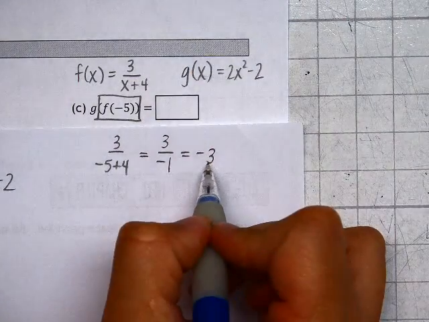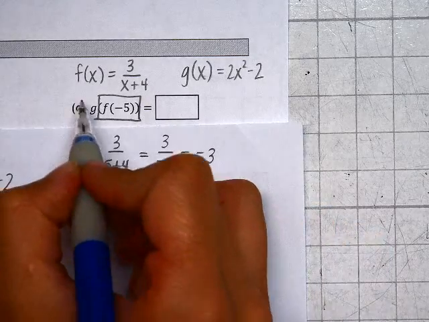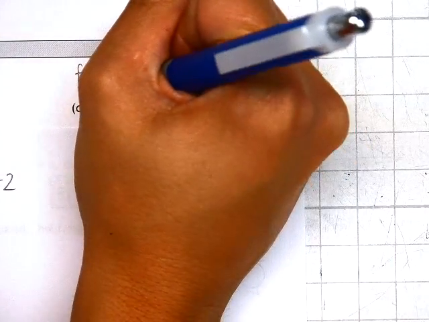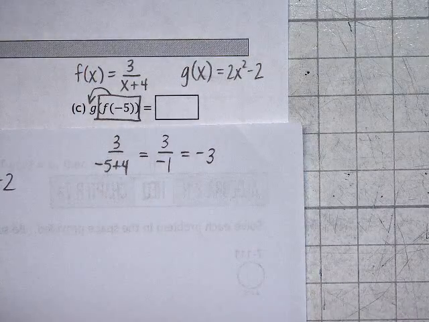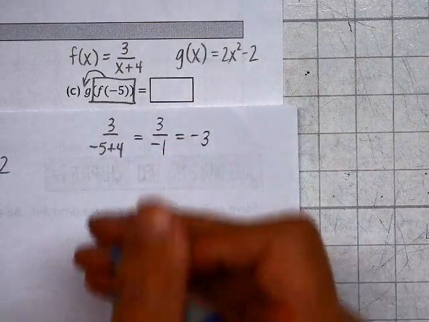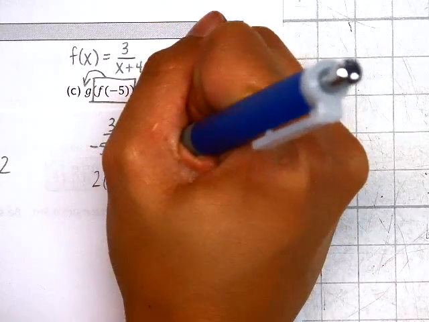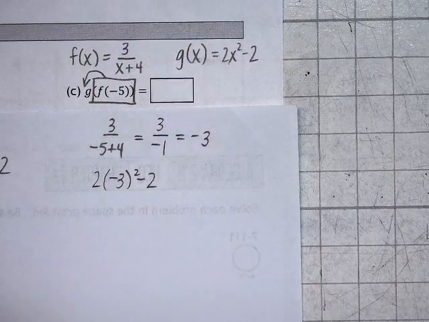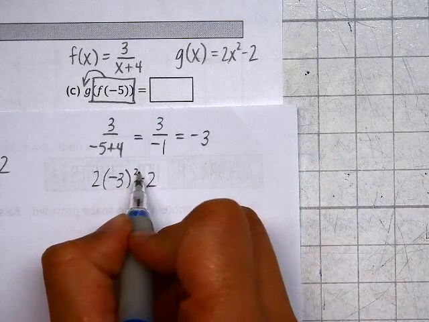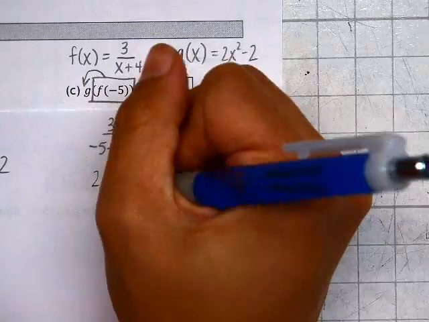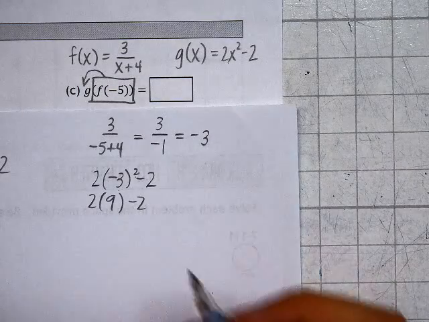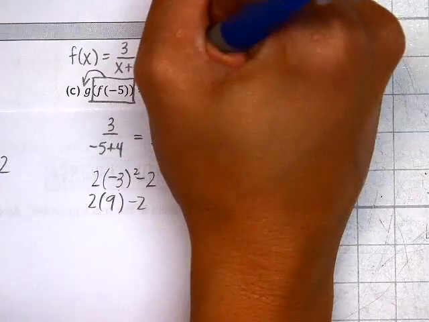That negative 3 is the answer that we now need to plug into the g function. So the answer that comes from the first step needs to get plugged into the g function as a second step. So that means now we're going to plug negative 3 into the x spot in the g function, which would be 2 times negative 3 squared minus 2. Now that we work this out, remembering to follow order of operations, negative 3 squared is negative 3 times negative 3, positive 9. We have 2 times 9, which is 18, minus 2, which would be 16.